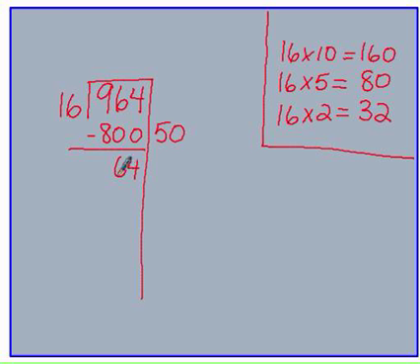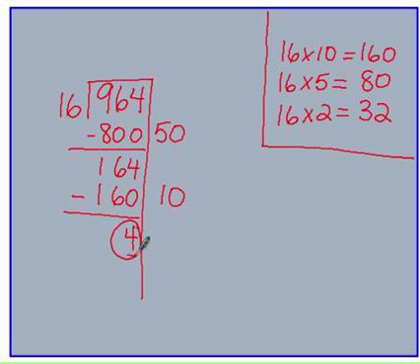4, 6, 1. So now I have 50 groups of 16. I have 164 remaining. I can make some more groups of 16. So I'm going to look back at my friendly equations. 16 times 10 is 160. That's very close to 164. So I'm going to make 10 groups of 16, and I'm going to take that away from 164. 4 minus 0 is 4.